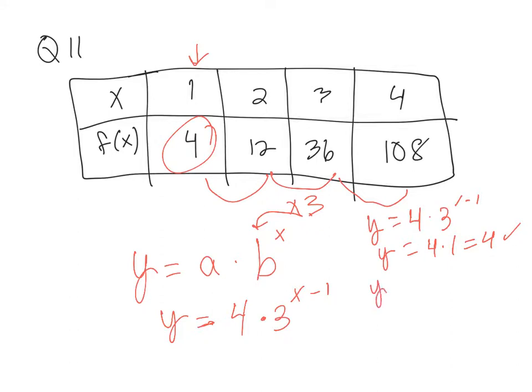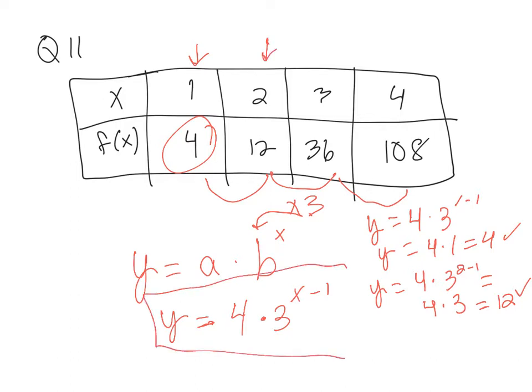Then we're going to do one more check. This time I'm going to plug in 2. So 2 minus 1 is equal to 4 times 3 to the power of 1, which is just 3. And your answer would equal 12. That checks out as well, because when we plug in 2, we should get 12. So that means this is the correct function.